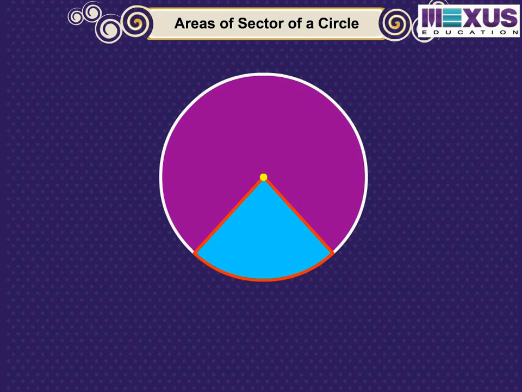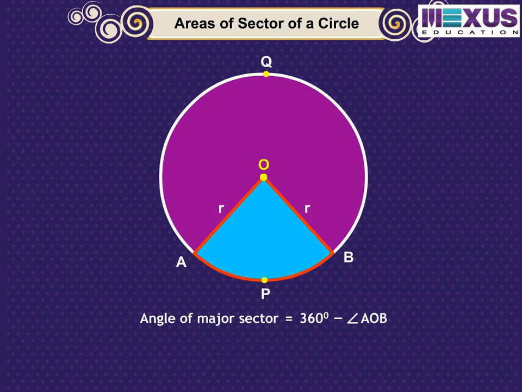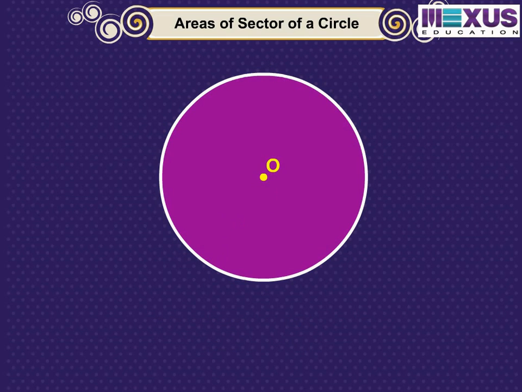In this figure, the region OAPB is the minor sector and region OAQB is the major sector with radius r. The measure of the angle of the major sector is 360 degrees minus angle AOB. Let the degree of angle AOB be theta. Now we know that the area of the circle is pi r square. So if we consider the whole circle to be a sector, then it will become an angle of 360 degrees at the center O.